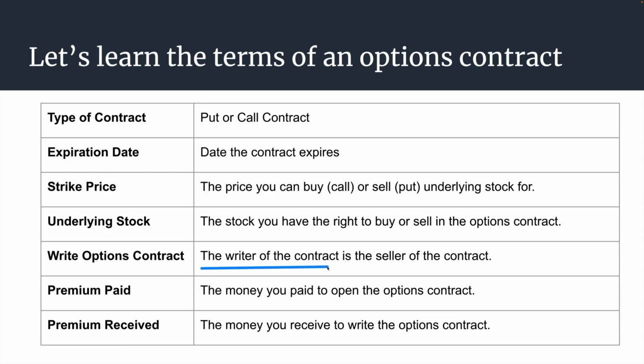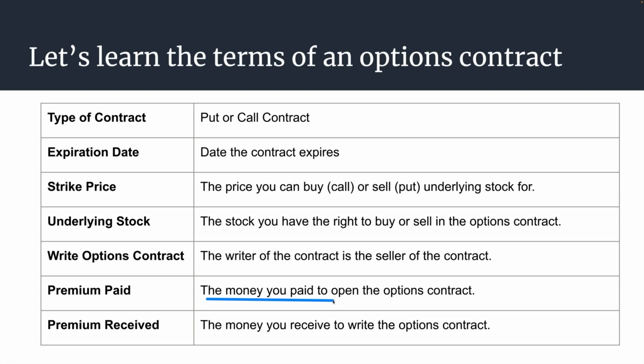The writer of the contract is the seller of the contract, the person that gives the contract in exchange for money. So oftentimes you'll hear the term, they sold the options contract or they wrote an options contract. That's what that means. The money you paid to open an options contract is called the premium you paid. So once again, remember, the seller is hoping that the options contract expires worthless. The buyer hopes that the stock moves enough that the options becomes worth something.